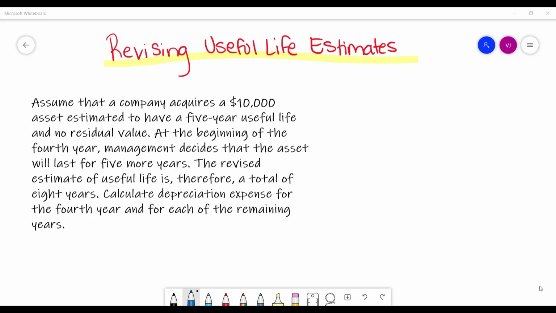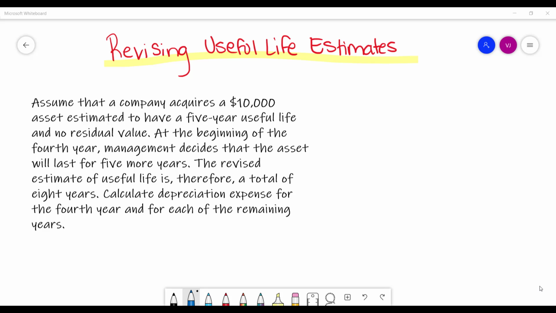In this video, we're going to look at revising useful life estimates. So, for example, in the examples and problems we've looked at so far, to find depreciation expense, we asked ourselves, okay, what's the cost of the asset and what's the estimated useful life? Now, what happens if a couple years down the line, management decides that this asset's actually going to last longer or for a shorter period of time than we thought?